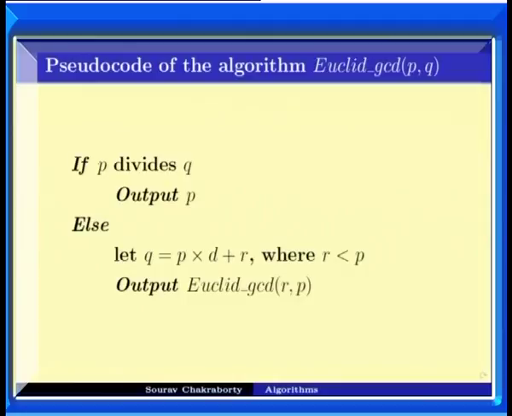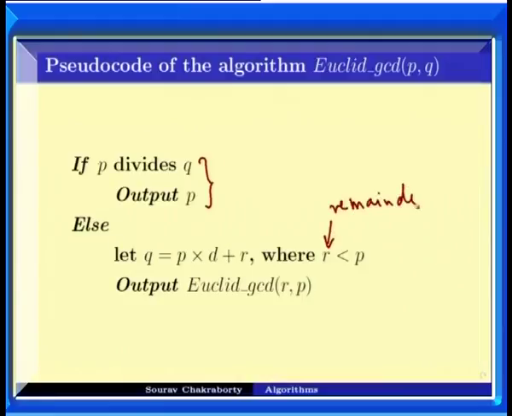So, here is the pseudocode of the whole algorithm. Pseudocode is just 4 lines and is very simple. What is it? So, if P divides Q, of course, we know that the GCD is P. So, we output P. The first part is kind of trivial. The second part is, if Q is equal to P times D plus R, where R is strictly less than P. Note that we can always assume this thing happens, because we can think of dividing Q by P. So, D is the quotient, R is the remainder, and remember the remainder is always less than the value with which you are dividing, in this case P. So, R is strictly less than P.